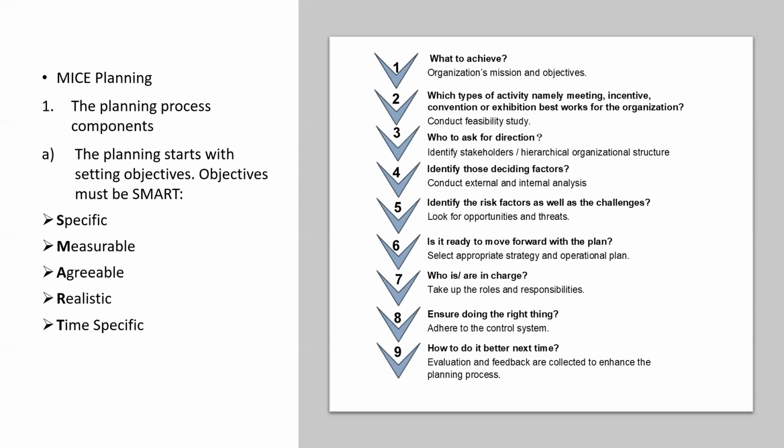Is it ready to move forward with the plan? Select appropriate strategy and operational plan. Who is in charge? Take up roles and responsibilities. Ensure doing the right thing. Adhere to the control system set. How to do it better next time? Evaluation and feedback are collected to enhance the planning process in future.